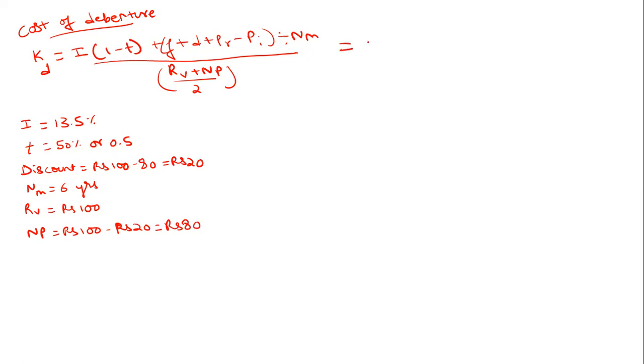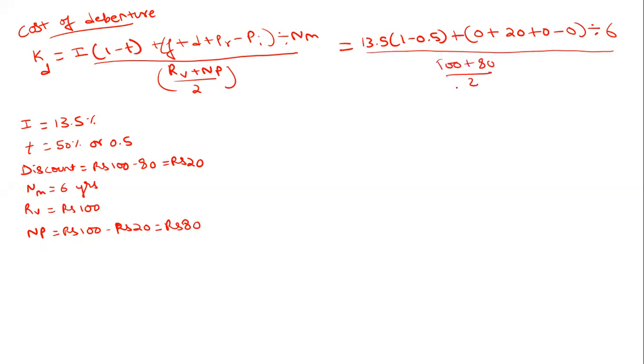Now let us simplify here. I is 13.5 into (1 minus 0.5), and F is 0. Discount is 20, no premium, divided by 6. And this is whole divided by (100 + 80) / 2. Come on, guys, you should be fast now. 13.5 into 0.5 plus 20 divided by 6, and now 180 by 2.